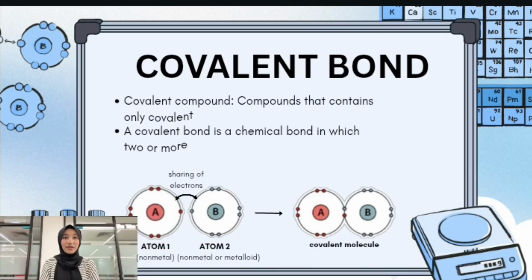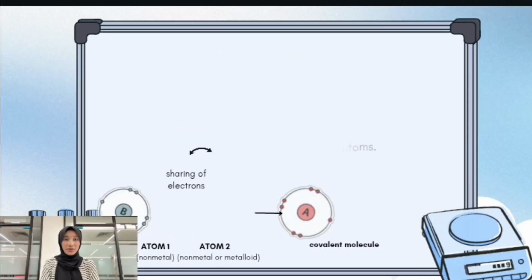So the second one is covalent bond. Covalent compounds contain only covalent bonds. A covalent bond is a chemical bond in which two or more electrons are shared by two atoms. So atom A and atom B: atom A is a non-metal and atom B is a non-metal or metal. Atom A and B share electrons, so it makes a covalent molecule.